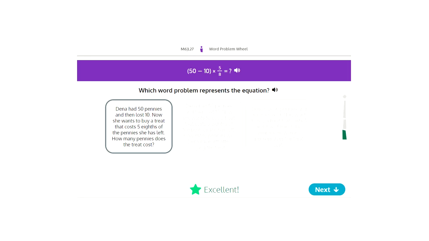Oh, good job, Wildcats. Dina had 50 pennies and then lost 10. See how 50 minus 10 is represented there? She wants to buy a treat that costs 5/8 of the pennies she has left. So 5/8 of tells us times. Very good, times 5/8. How many pennies does the treat cost? Very good.